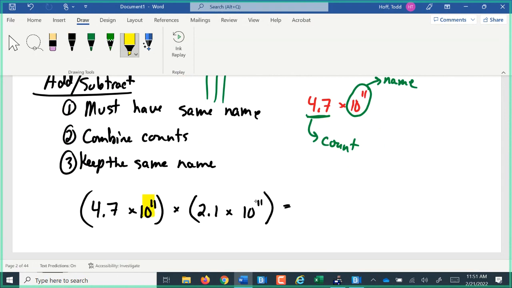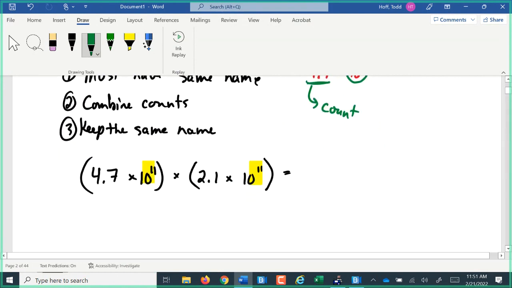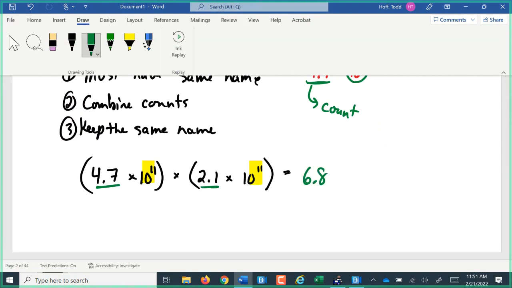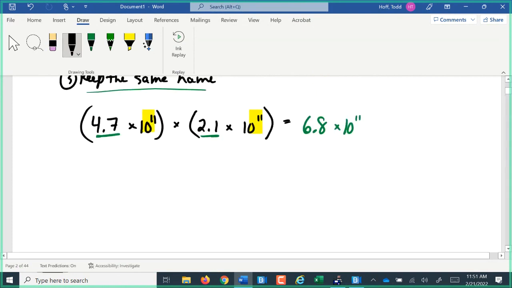Have the same name. Both are 10 to the 11th. So we can go ahead and add those. We'll combine counts. 4.7 plus 2.1 is 6.8. And we keep the same name, times 10 to the 11th. Now it doesn't stay quite that simple. We can run into things like this.